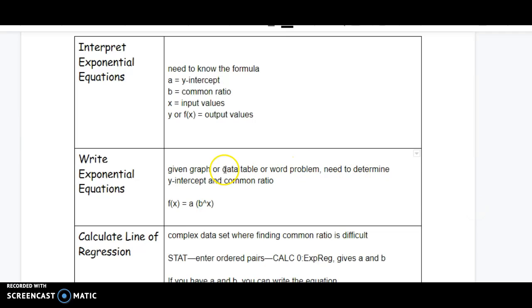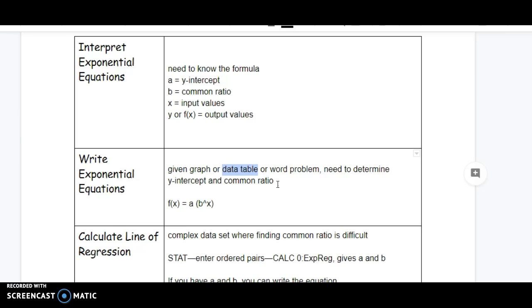One note about this: if I give you a graph, it might be easy to see the y-intercept, but it might be hard to picture what the common ratio is. So when you are given a graph, remember, you can make a data table. Make a data table, have your x and y values, and fill in x and y values. And then from the data table, it's easy to see what is the common ratio, meaning what am I multiplying by every time to get the next number.